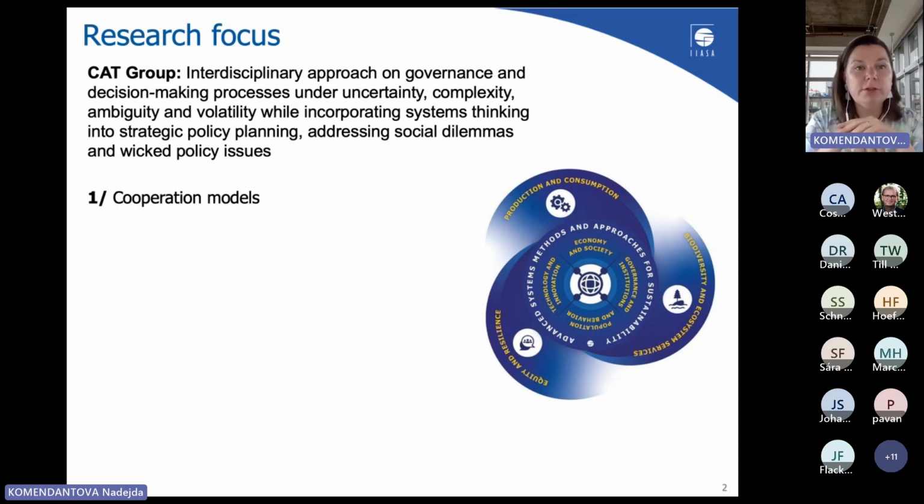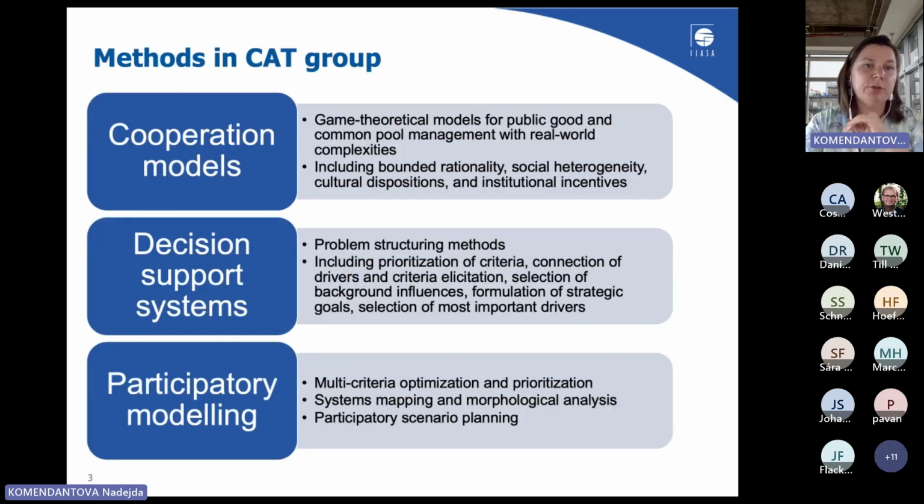Just please let me show you the models and tools which we are developing. So these are so-called cooperation models, the decision support systems, also based on participatory modeling and planning. And here are the group of tools which we are providing for participatory and co-creation processes, which include game theoretical models for public goods and common pool management with various degrees of uncertainty. And usually such models could take into account, for example, different cognitive and behavioral biases, such as bounded rationality, but also social heterogeneity, variety of positions of stakeholders and of lay people, which was also mentioned so explicitly before by Johannes in the previous presentation.